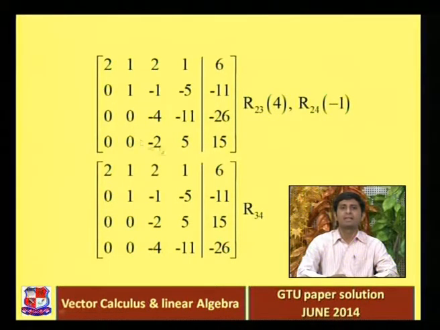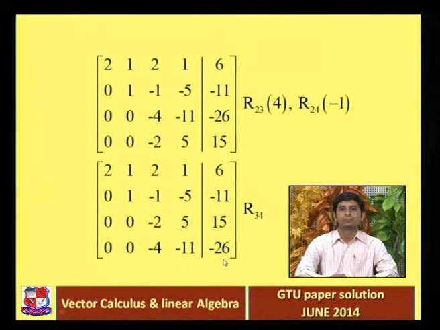Okay, first of all we are interchanging the third and fourth row, so it's quite easy to make 0 below that leading entry. So the third row becomes the fourth row and the fourth row becomes the third row. The first and second row are as it is. So the new matrix is 2 1 2 1 6, then 0 1 -1 -5 -11, 0 0 -2 5 15, and the last row is 0 0 -4 -11 -26.